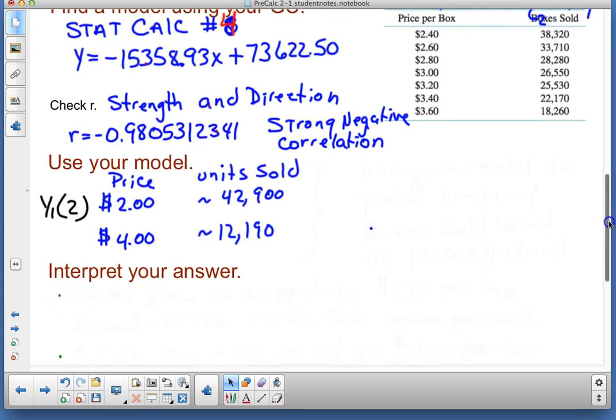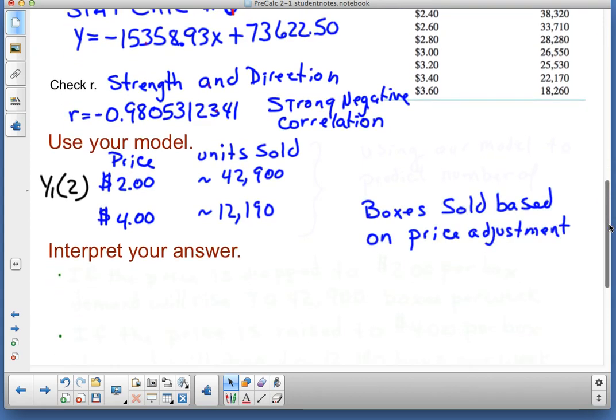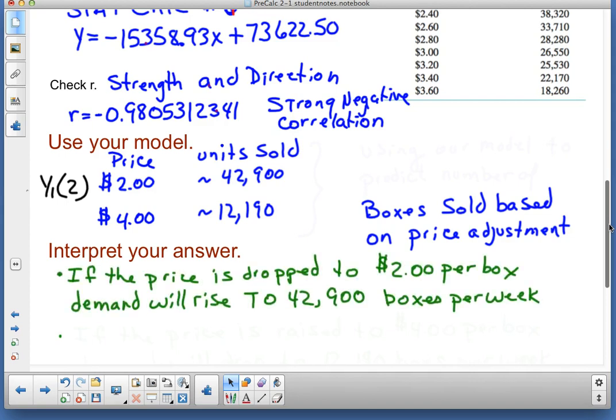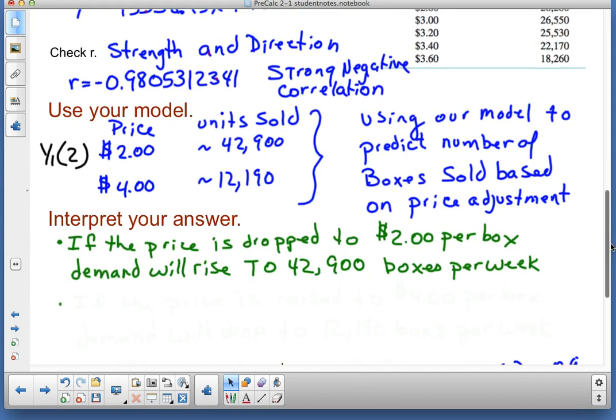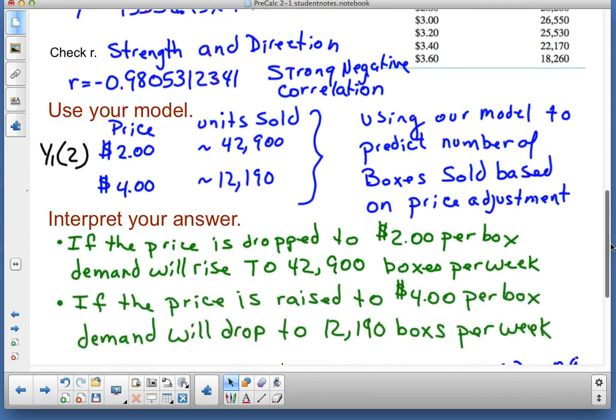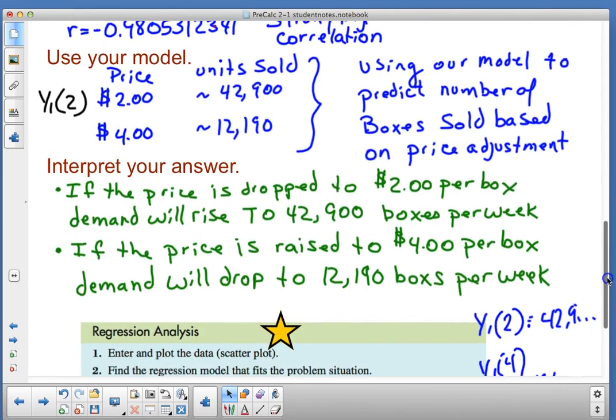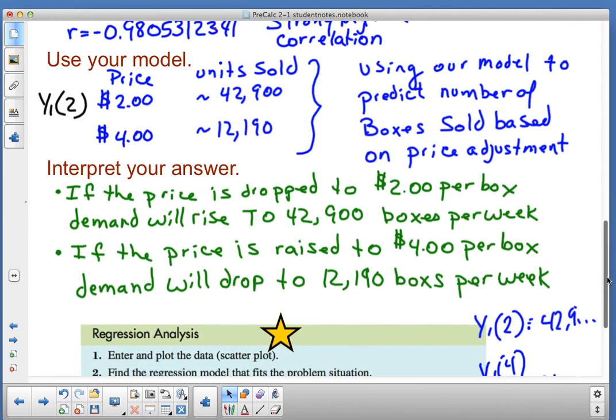So as we're looking at this, you've got to look at the interpretation. Boxes sold based on the price adjustment. So if the price is dropped by $2 per box, demand will rise to 42,900. And that's what we're looking at here, using our model to predict the number of boxes sold. If I drop it by $2 per box, if I drop it to 2, it'll increase the number of people who purchase it. But if I raise it to 4, it'll decrease the number of people that purchase it. And that's my explanation as I'm going through.